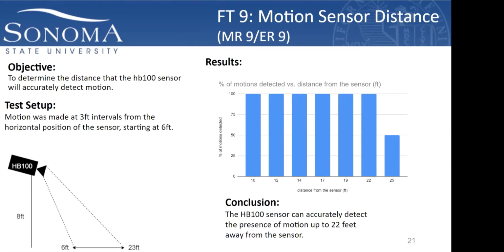On the right, we have a graph that shows the percentage of motions detected and the distance from the center, not the horizontal distance, but the hypotenuse if you were looking at the triangle on the image to the left. So for this, we were able to detect all motions up until about 25 feet, where we were only able to detect half the motions, but this successfully fulfills our engineering requirement where we wanted to be able to detect from 17 feet away from the sensor.